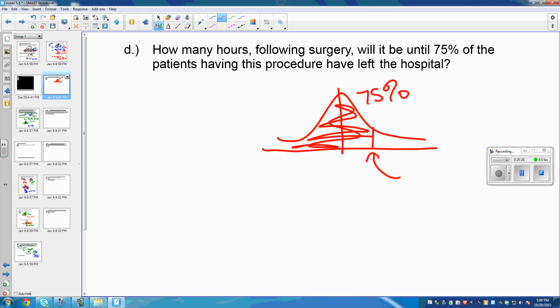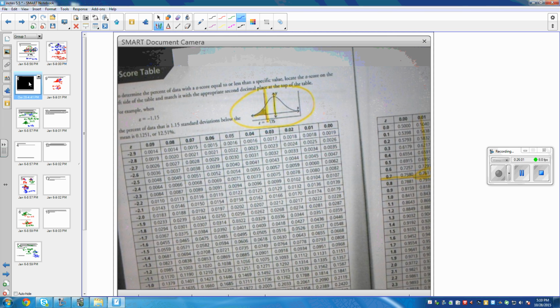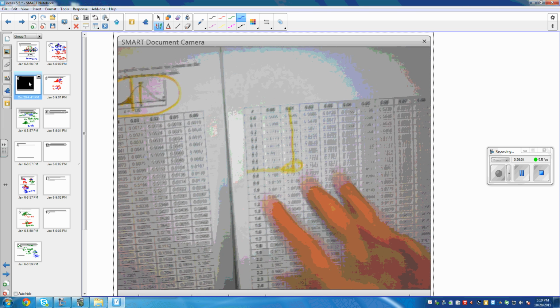Well, we know our average was 200 and our standard deviation was 15. They want to know how many hours. They really want to know what this X is after 75% have left. Well, using that 75%, we can go back and find our Z-score just by looking here, finding that 0.75, right? We're going backwards. 0.75, we've got here 0.7486, or we have 0.7517.